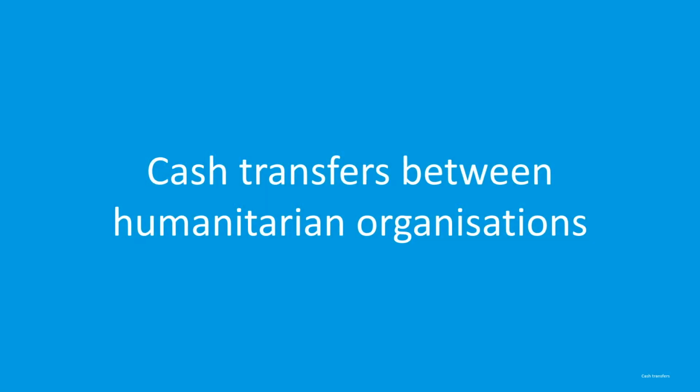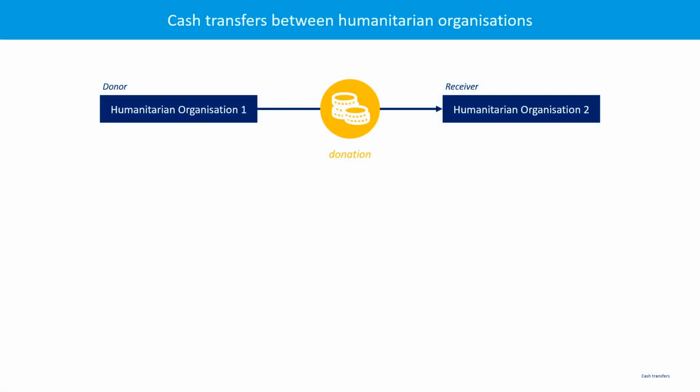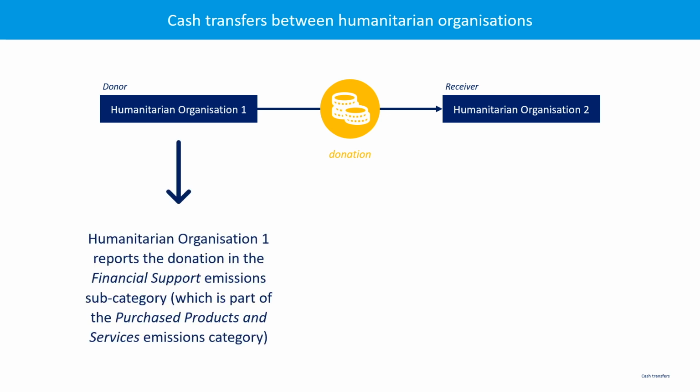Let's start with cash transfers between humanitarian organizations. Imagine that we have Humanitarian Organization 1 donating money to Humanitarian Organization 2 such that Humanitarian Organization 2 is able to fulfill its humanitarian programs. In this case, Humanitarian Organization 1 should report the value of the donation in the Financial Support Emissions subcategory, which is part of the Purchase Products and Services Emissions category. And Humanitarian Organization 2, on the other hand, does not need to do anything special. It should just report its activities in the Humanitarian Carbon Calculator tool as usual.